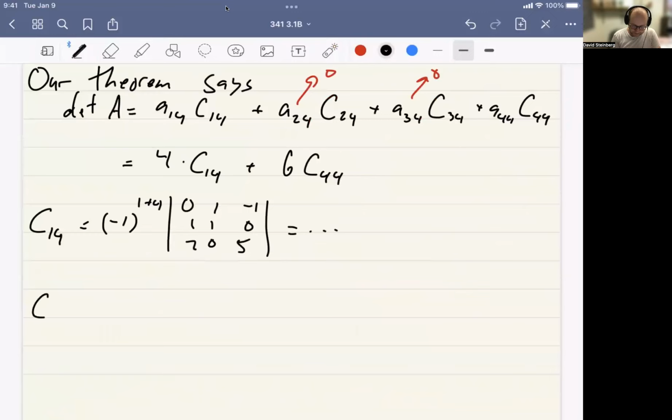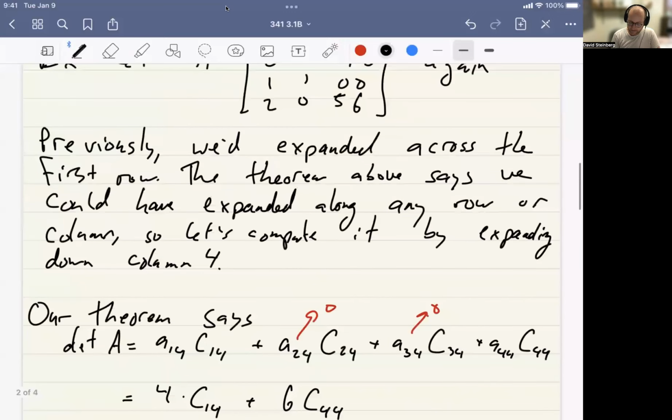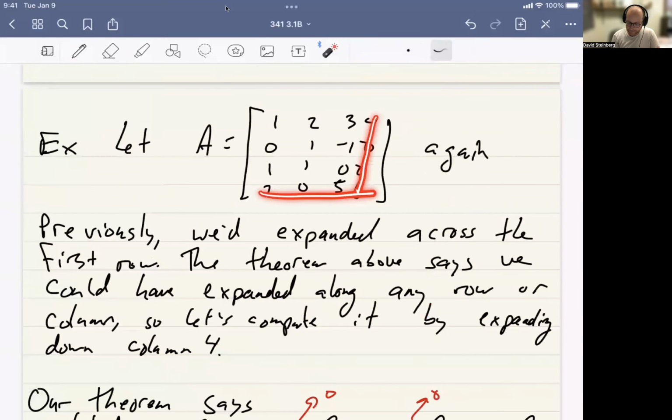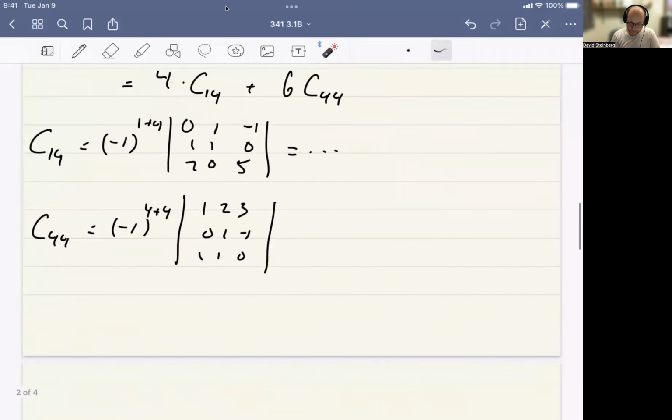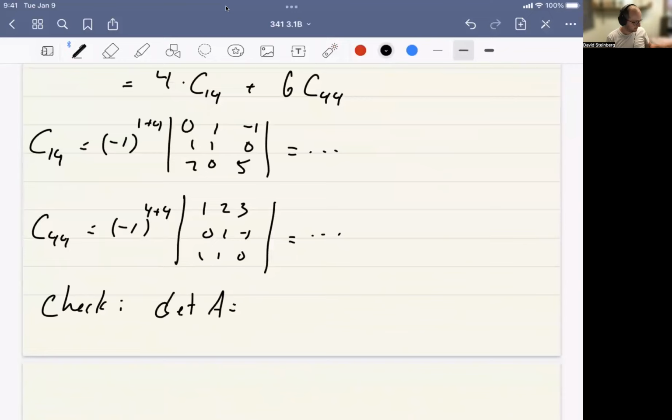So C44 is -1 to the 4 plus 4 times the determinant of 1, 2, 3, 0, 1, -1, 1, 1, 0, because that's what you get if you eliminate the last row and last column. You get this 3x3 matrix. And then check that the determinant of A is still whatever we said it was last time: negative 12, negative 12.